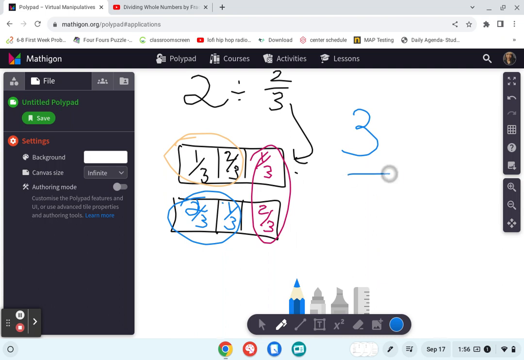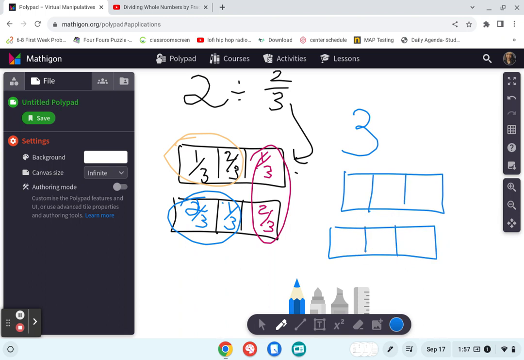Let's say I had 2 candy bars and I needed to know if I had them broken into thirds and they were supposed to be shared in 2/3, how many people would be able to eat that candy bar from those 2 candy bars? That's why this is important. Because sometimes you need to break stuff down like that.